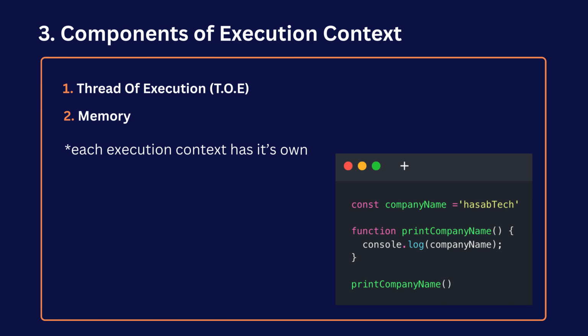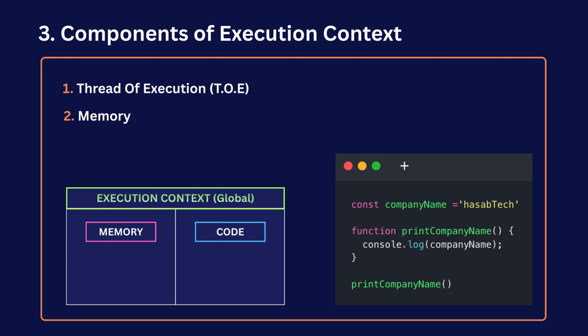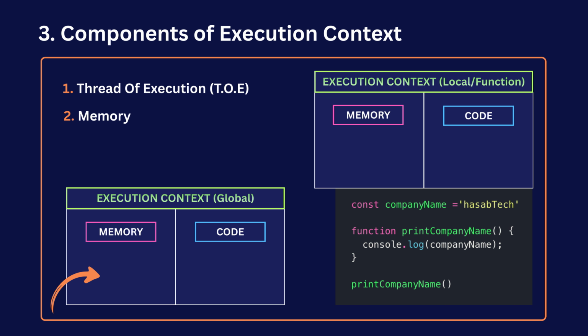And number 2, a memory of its own. Each execution context has its own memory to store the data of that particular context. For example, the global execution context has a global memory. The function or a local execution context has its local memory.